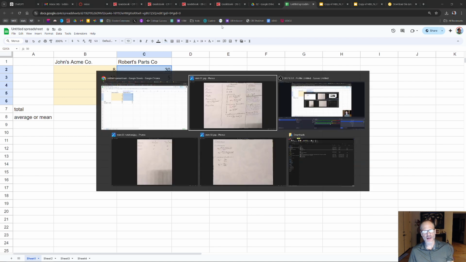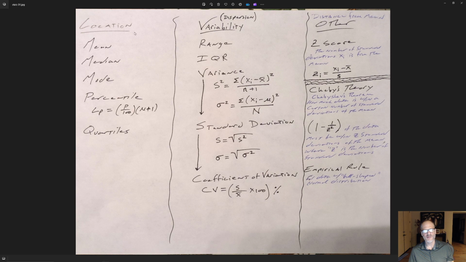So you not only think about what is that measure of central tendency, or what is the location of the data, the mean, the median, the mode, the percentile, the quartiles, we're going to learn about those, but also what is the variability or the dispersion of the data. And so variance, standard deviation, coefficient of variation, the range, the interquartile range. And then we're also going to see how far data is, in standard deviations, away from the mean.